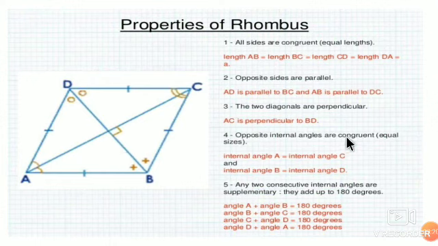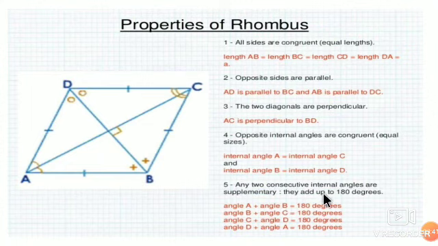Opposite internal angles are congruent, means equal measures. Angle D is equal to angle B. Angle A is equal to angle C. The measure of angle A and C is equal. The measure of angle D and angle B is equal.